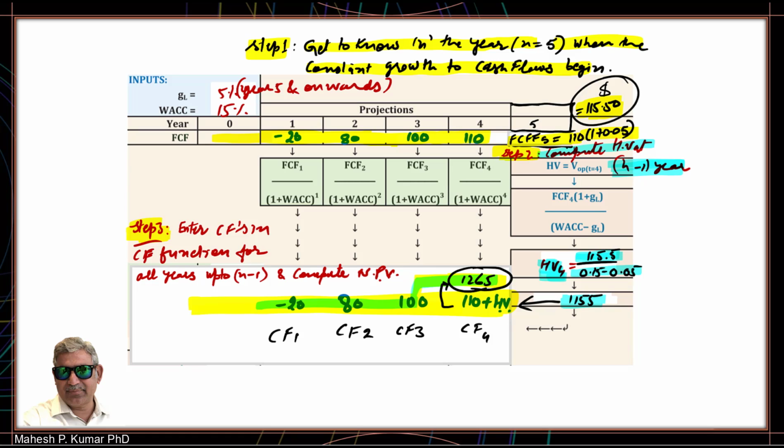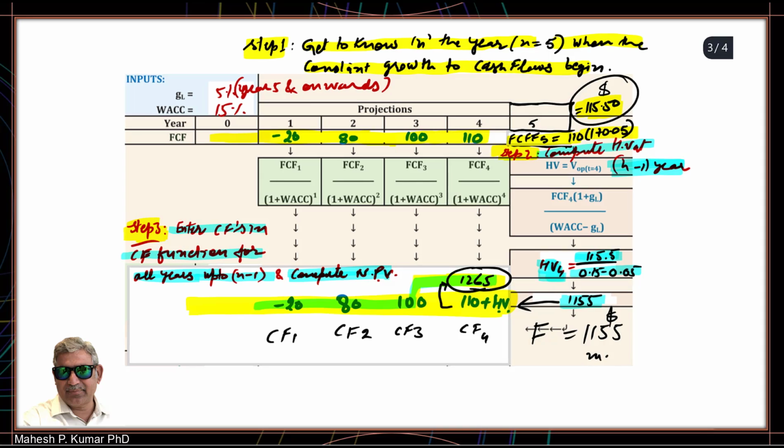What does it mean? It just means that the value of the firm in year 4 is actually $1,155 million. This is what it means. And as a third step now, we will enter all these cash flows into the cash flow function for all the years up to n-1 and compute the net present value. So let us do these numbers on the calculator.